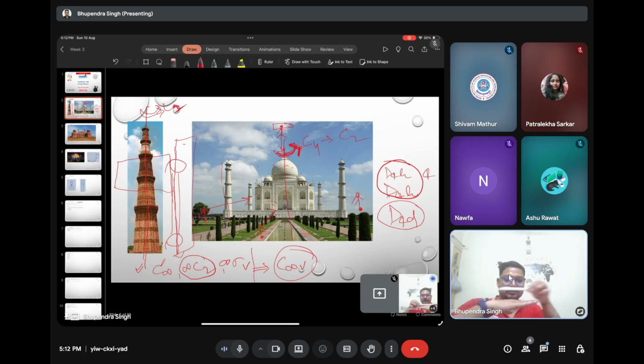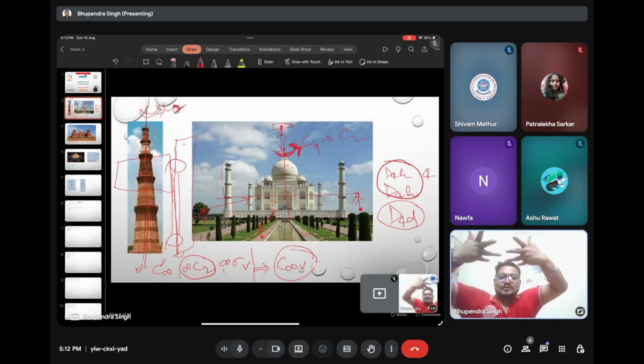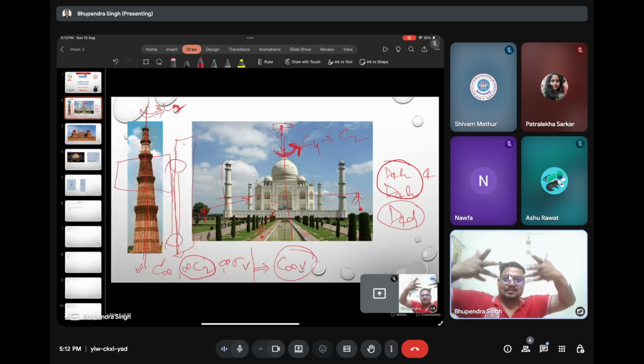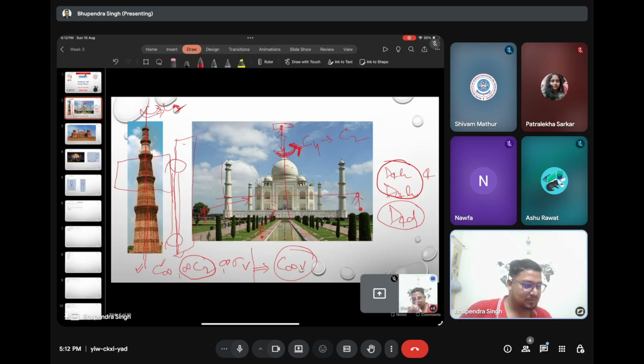If you try to find out from this, like, see, there is no C2 present. You literally flip the Taj Mahal. So only one C2 is there. Only one C2 is there. So here is one C4, one C2.